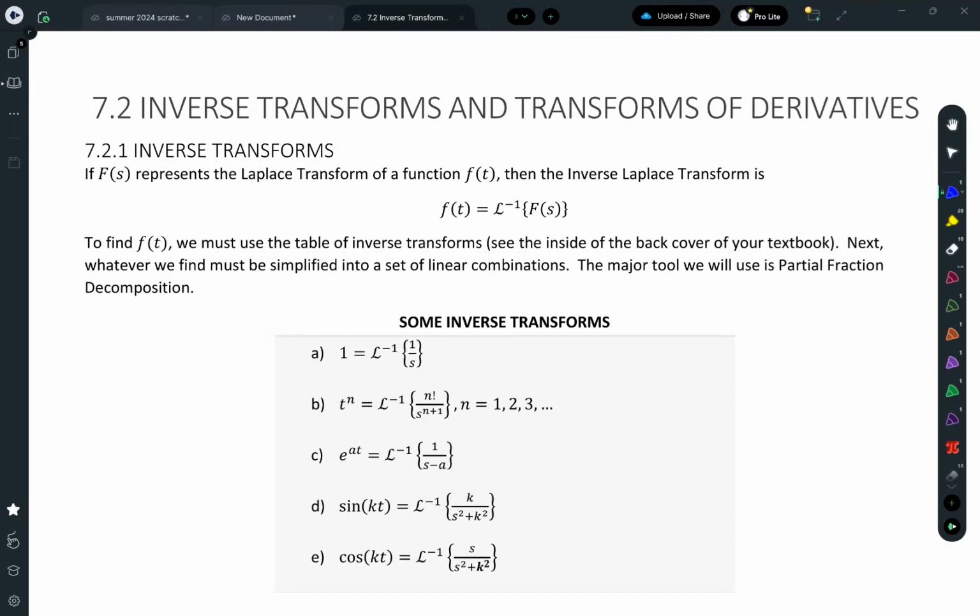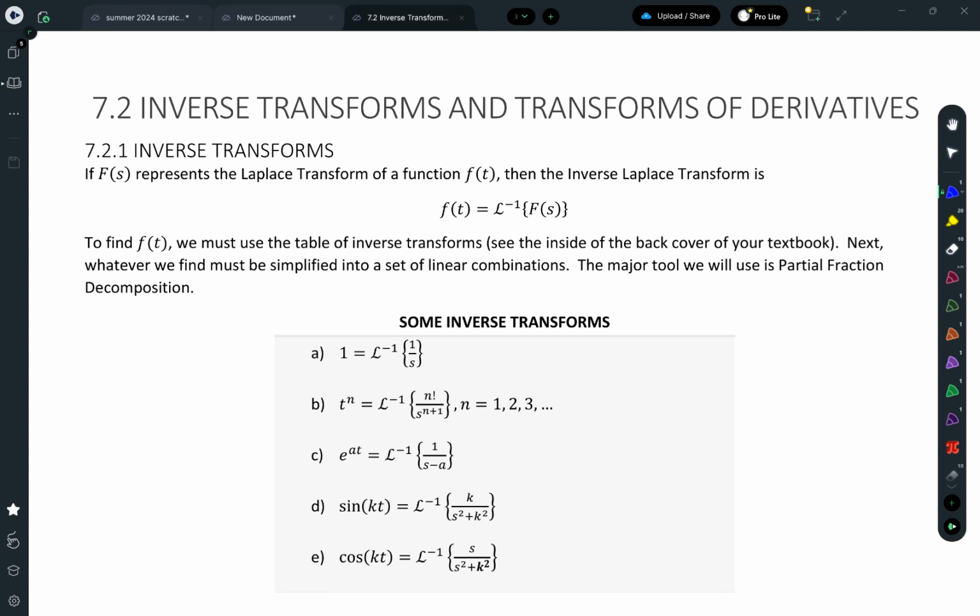Hello, today we're going to learn about the inverse transform, Laplace transform, and then how to handle transforms of derivatives, and then apply all of that to solving a differential equation. So first we start with the inverse transforms.